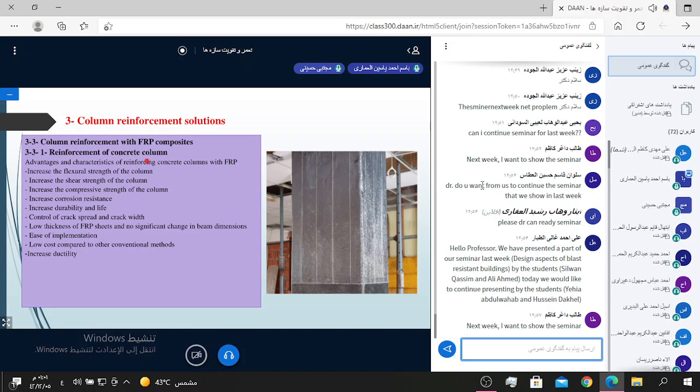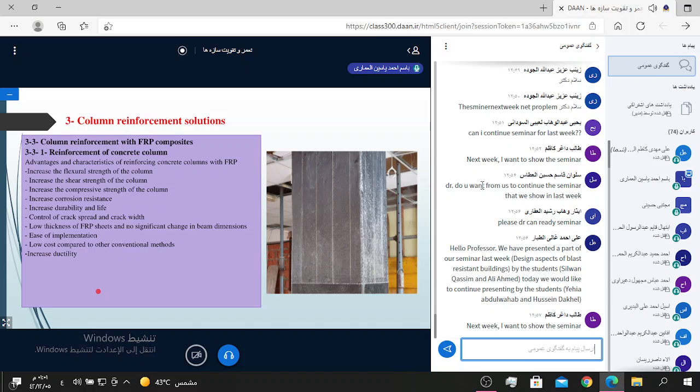Reinforcement of concrete column. Advantages and terms of concrete column with FRP: increase the flexural strength of the column, increase the shear strength of the column, increase the compressive strength of the column.